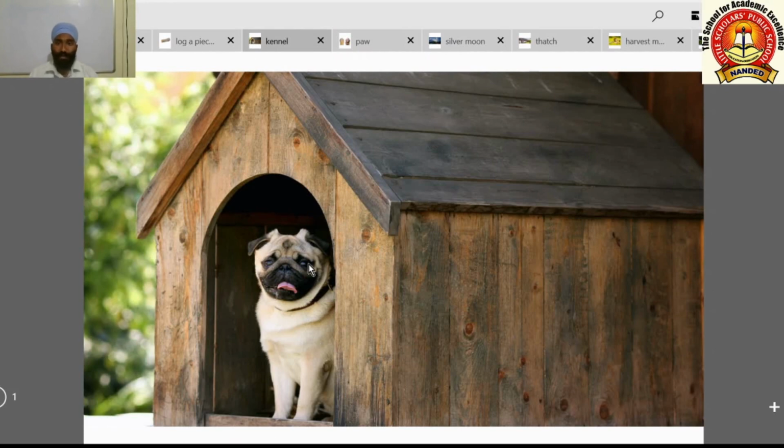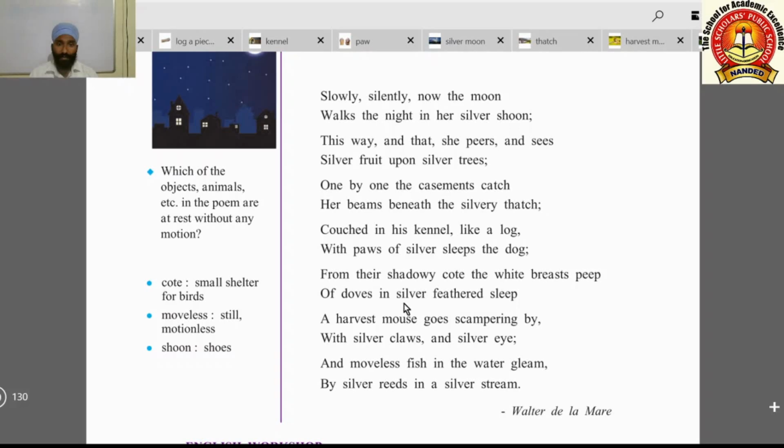So in the kennel, a dog is there, and the dog is couched. Couched means what? Couch means our sofa set, and how we lie down and sleep on our sofa set. So in that position, this dog is sleeping in the kennel, in his house, like a log.